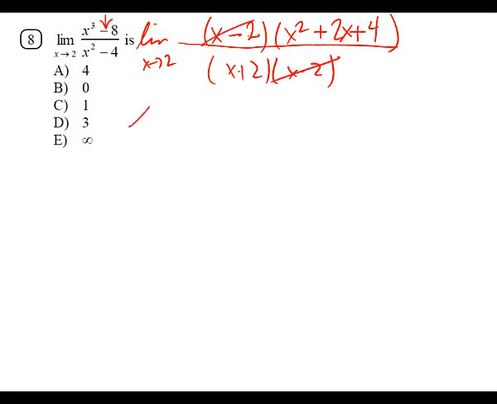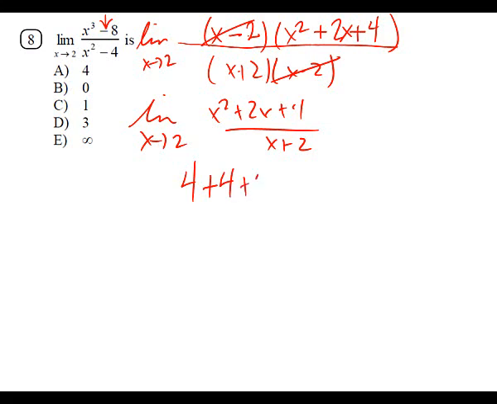X minus 2. So I've really got the limit as x approaches 2 of x squared plus 2x plus 4 over x plus 2. I'm going to take that and plug it in. When I plug in a 2, what's 2 squared? 2 times 2? And then it's a 4 on the end, right? And then all over what? 2 plus 2, which is 4. So I've got 12 over 4, which is 3.